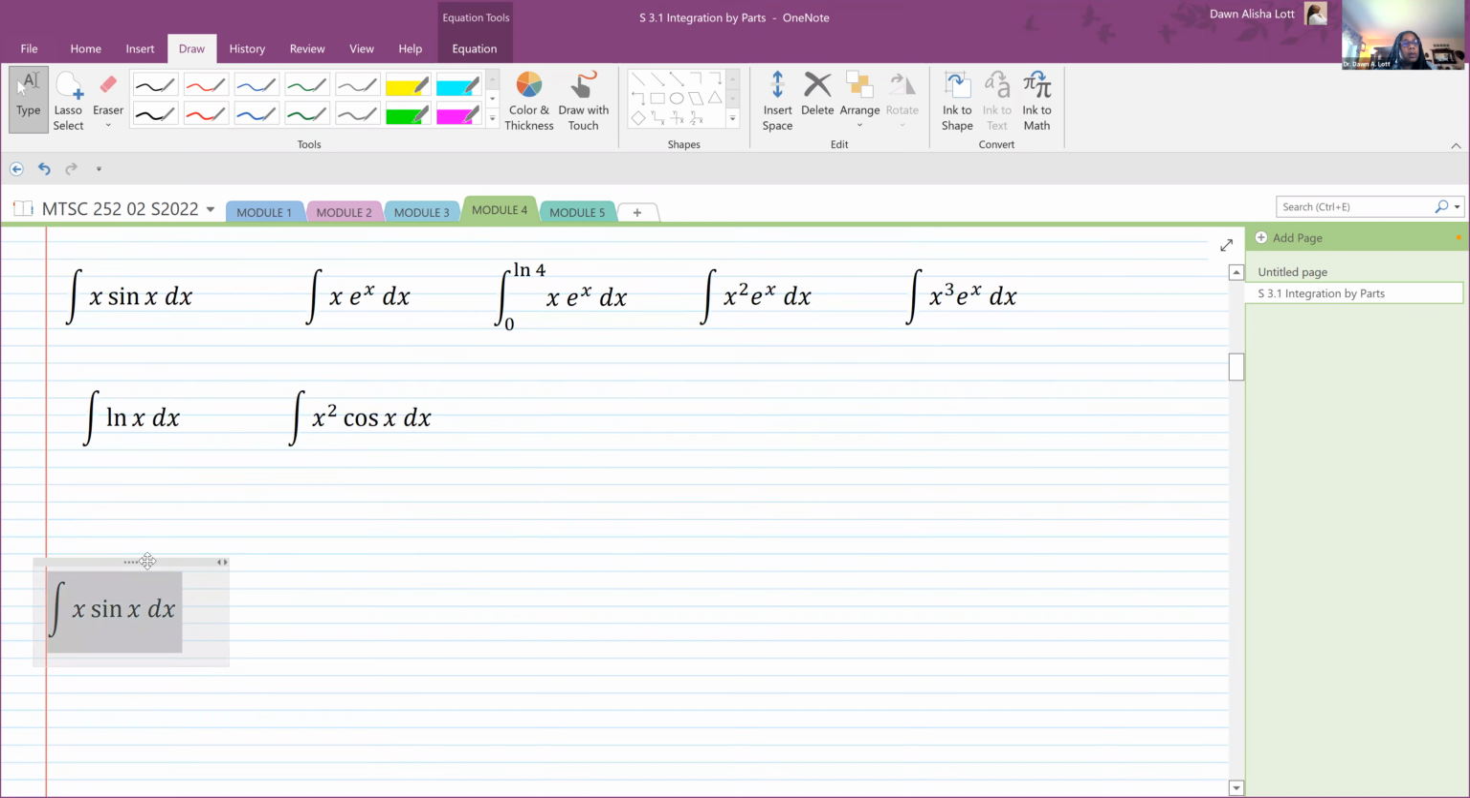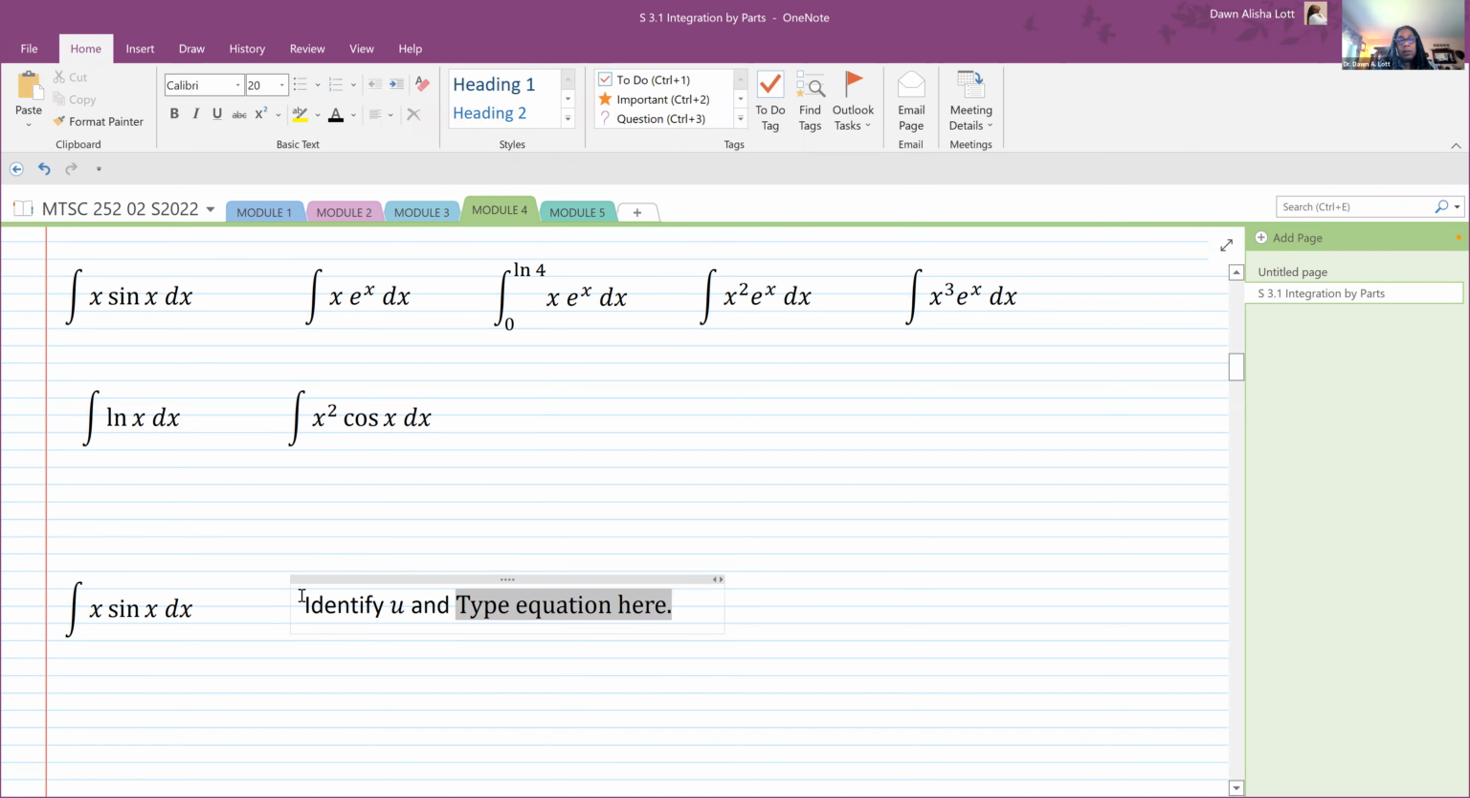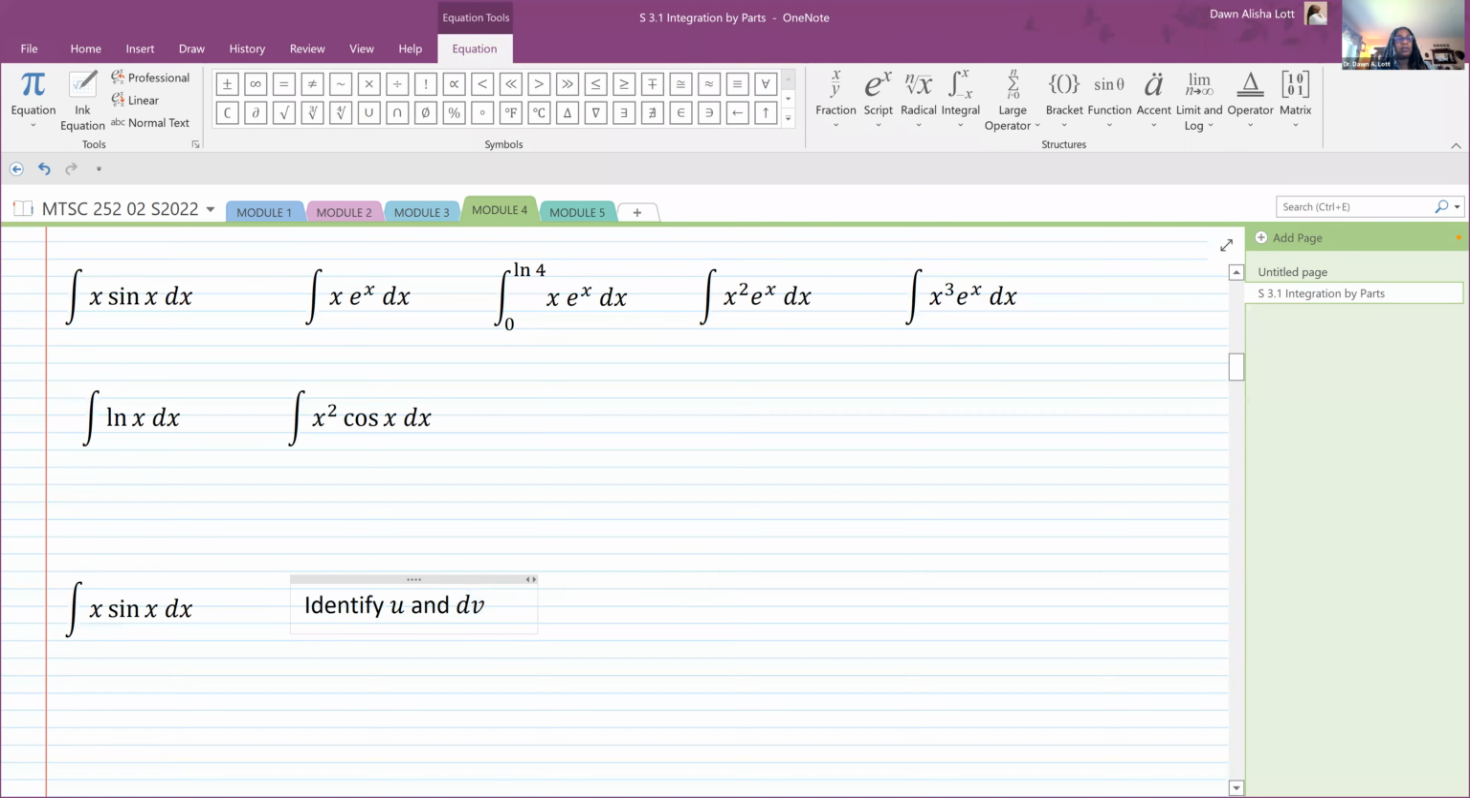Very simple integral. The answer to the integral is not 1/2 x squared cosine x. You cannot just integrate one thing and integrate the other and multiply them. That will never work, and that will not give you a correct answer. So what you need to do is identify u and identify dv. That's the only thing you have to do.